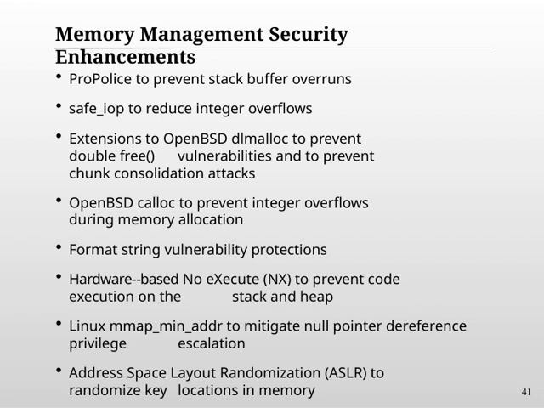Moving on, extensions to OpenBSD's DLmalloc are implemented to prevent double-free vulnerabilities and chunk consolidation attacks. Double-free bugs can be exploited to cause arbitrary code execution, so these protections help mitigate such risks. OpenBSD also introduced a safer version of calloc to prevent integer overflows during memory allocation, ensuring that the requested memory size is accurately handled. Format string vulnerabilities are another serious concern, and protections are in place to guard against exploits that manipulate format strings for malicious purposes.